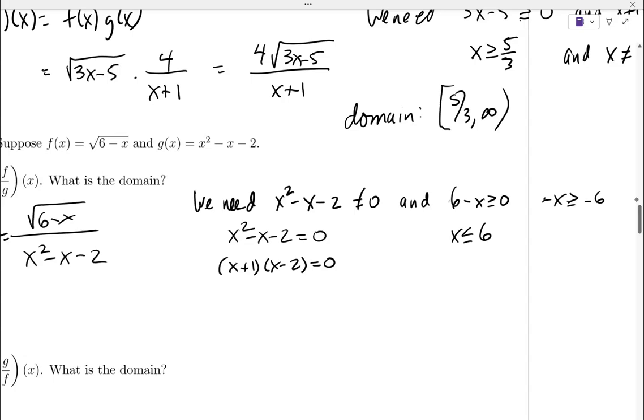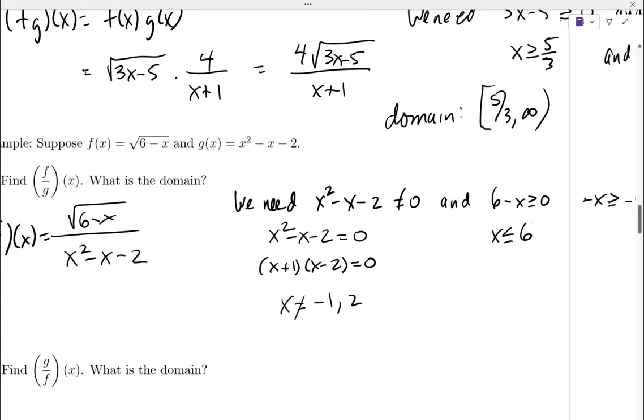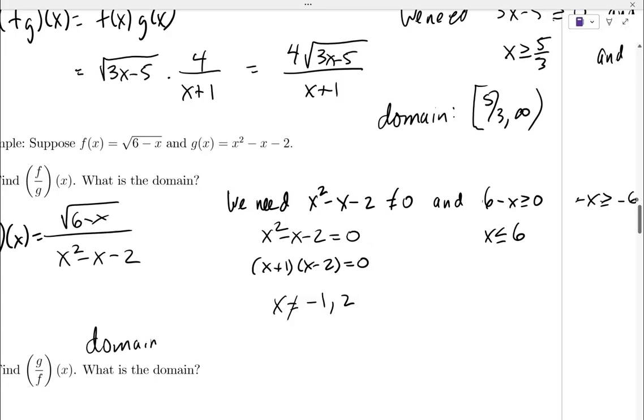What values make this equal to 0? 2 and -1. And again, that's what x cannot be, right? Those are the values that we cannot plug in for x. Those are the values that will make our denominator equal to 0, right? All right, so when we put all of this together, I need to look at both pieces. I need to look at this piece, x is less than or equal to 6, but also our x cannot be -1 and it cannot be 2, right?